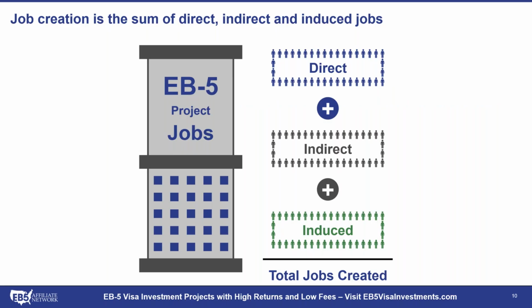So first thing to understand is that EB5 job creation can include three different types of jobs: direct jobs, indirect jobs, and induced jobs. When you add those three buckets together, you end up with a total EB5 eligible job creation number. The main thing to recognize is that when you're using a regional center, a government license that allows you to do EB5 in a specific area of the country, the value of having that license is that you're able to count indirect and induced jobs towards the total jobs created for that project.